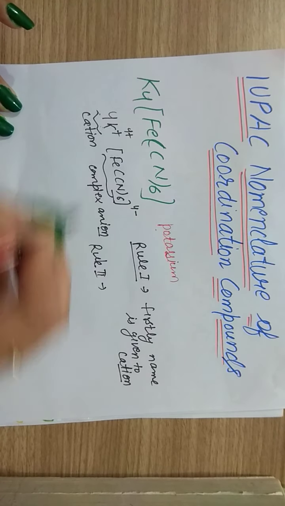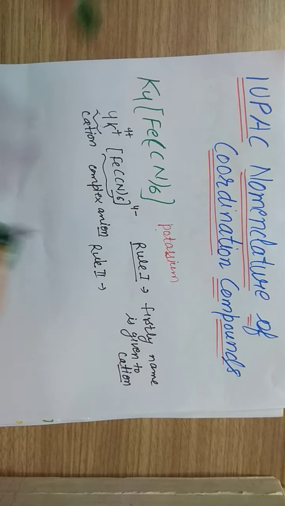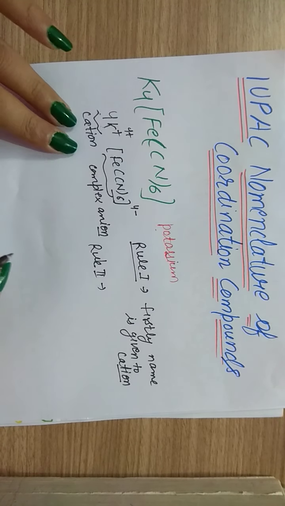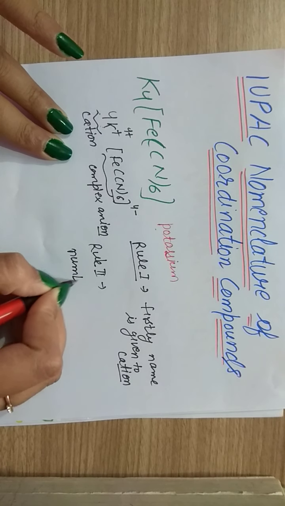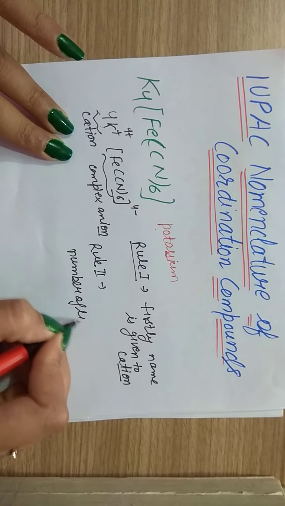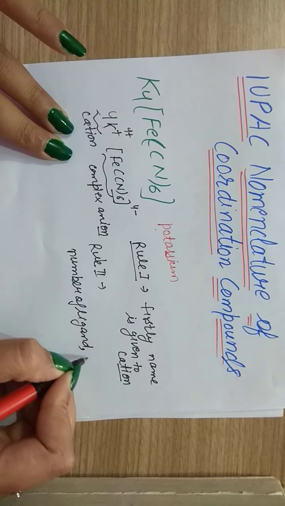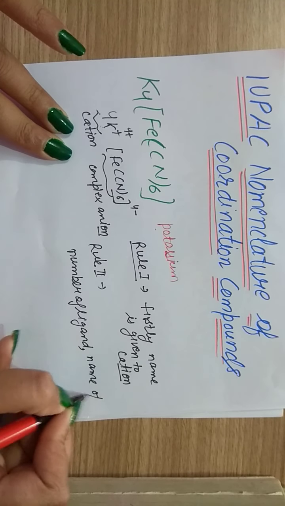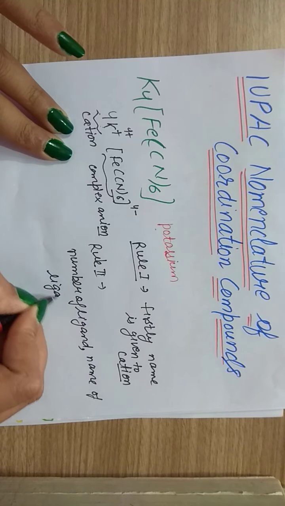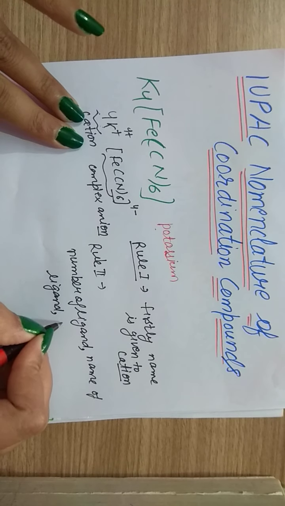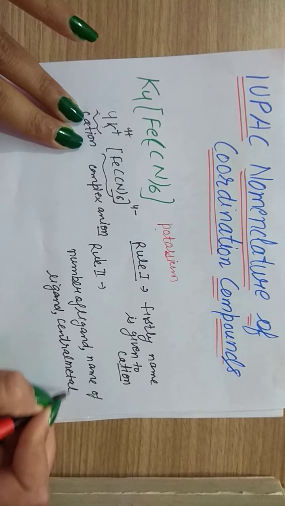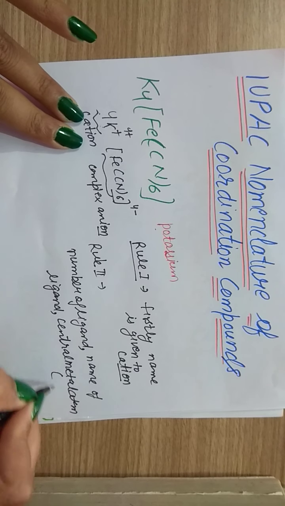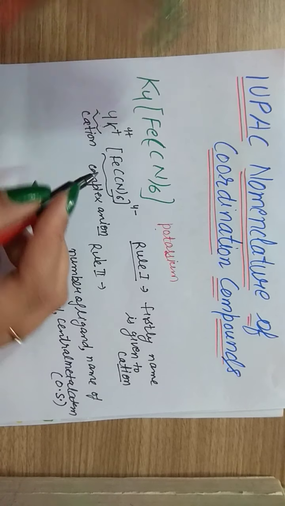Now rule number two: the name is given to the anion part. To name this complex anion, we will start by writing the number of ligands, then the name of the ligand, followed by the central metal atom name, and finally in brackets we will write the oxidation state of the central metal atom.